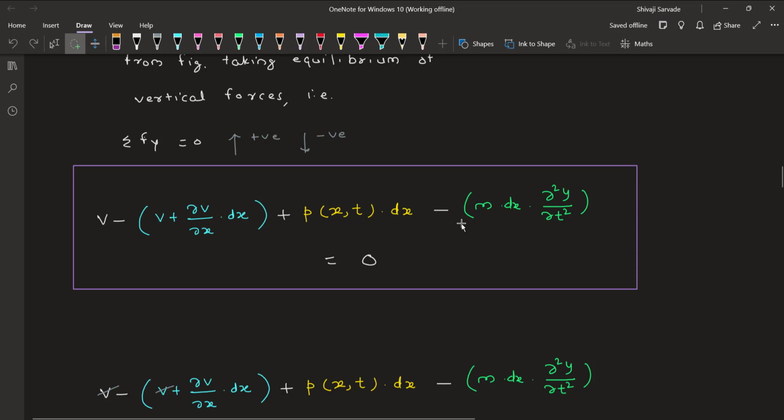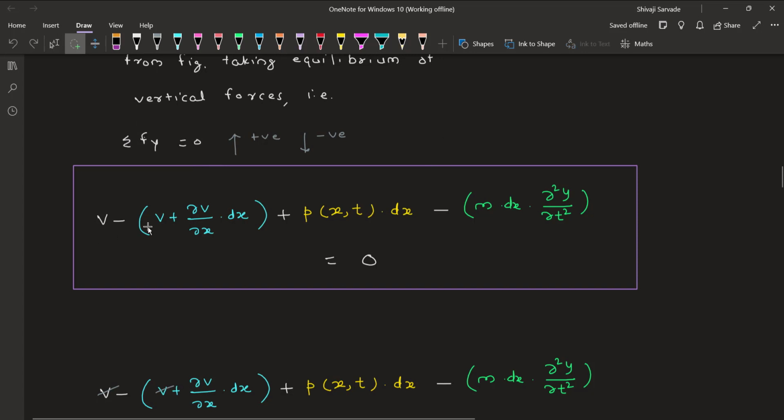We also have an inertia force, so this is mass m into dx, and this is the acceleration ∂²y by ∂t². Again we are considering the partial differentiation because we are considering variation of displacement with respect to time only, not with respect to space. So this entire thing has to be equal to 0 because we are establishing vertical equilibrium.